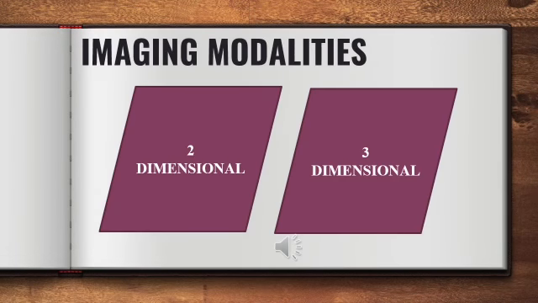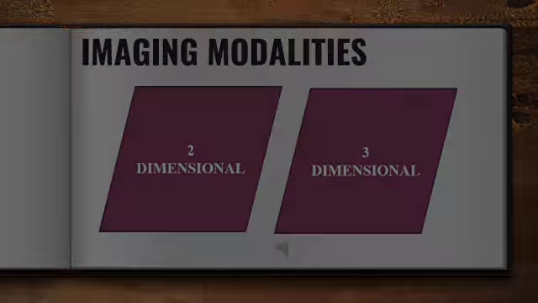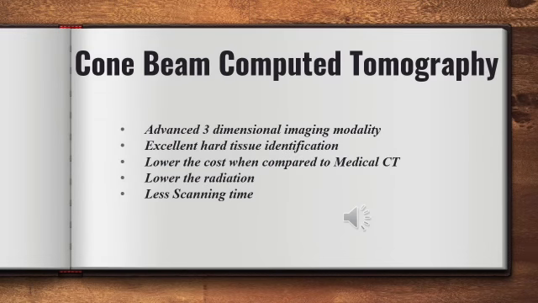Imaging modalities. 2 and 3-dimensional. CBCT. Advanced 3-dimensional imaging modality. Excellent hard tissue identification. Lower cost when compared to medical CT. Lower radiation. Less scanning time.